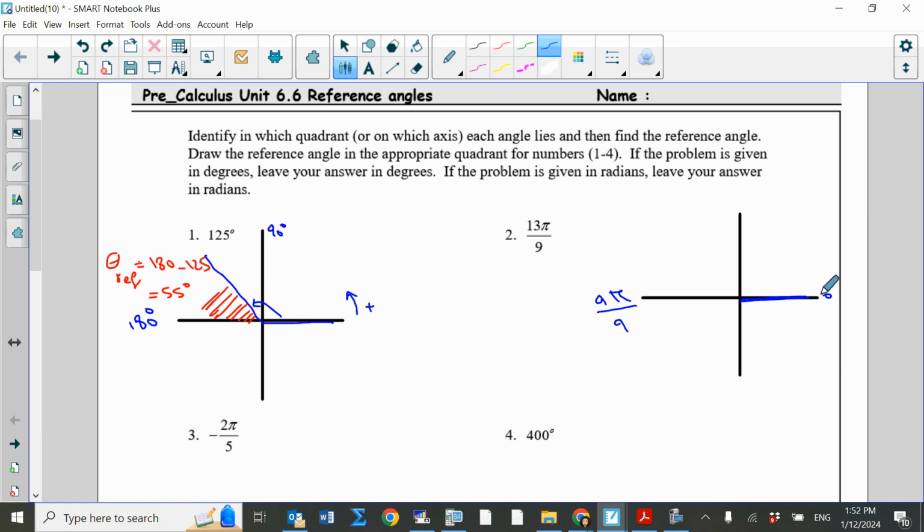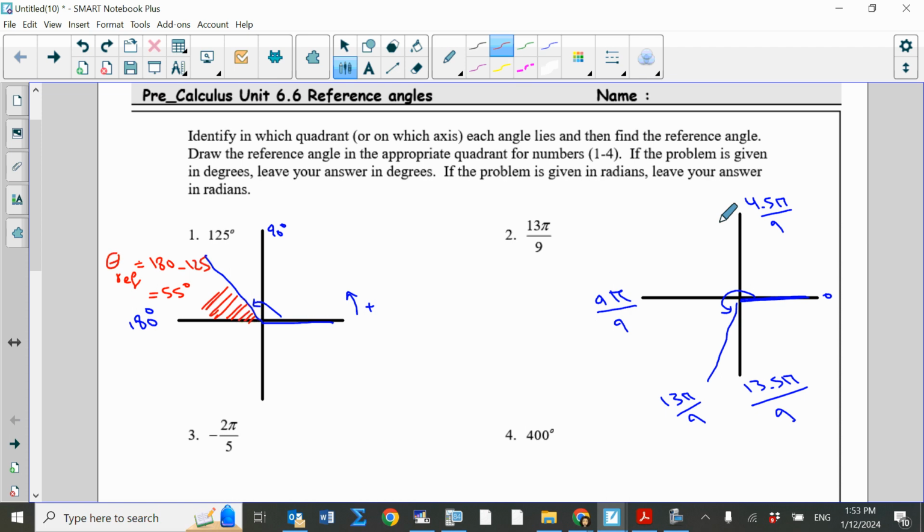Now, halfway from 0 to this point will be 4.5 pi over 9. So each quarter is 4.5 pi over 9. And if we continue, this point will be 13.5 pi over 9. So this angle is going to be here, a little bit before this point. So that's our angle, 13 pi over 9.